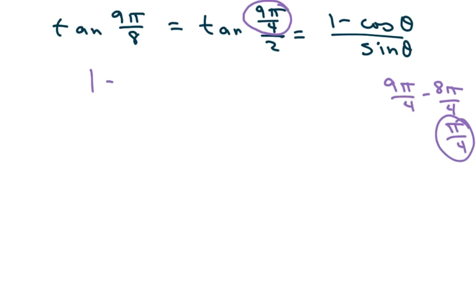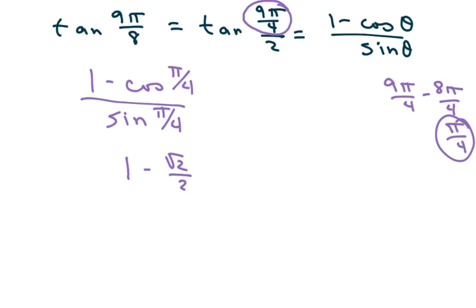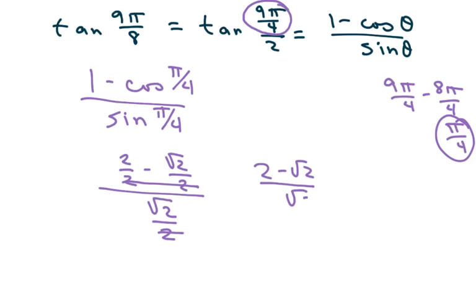So we have 1 minus cosine of pi over 4 over sine of pi over 4. So this is going to be 1 minus square root of 2 over 2. Both sine and cosine are positive in quadrant 1. I'm going to go ahead and change this to 2 over 2. All right, this is 2 over 2. These 2's will cancel when you simplify. So you get 2 minus square root of 2 over square root of 2.